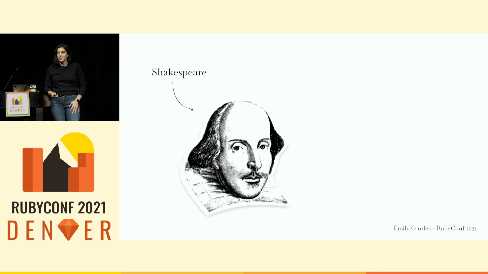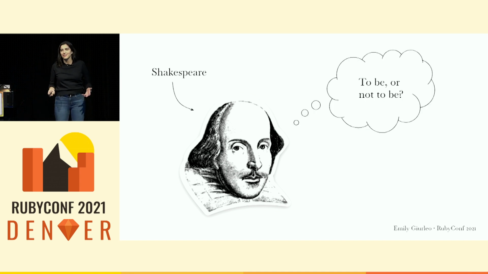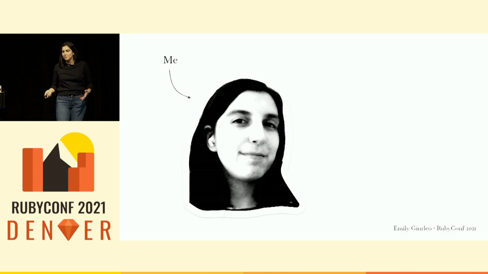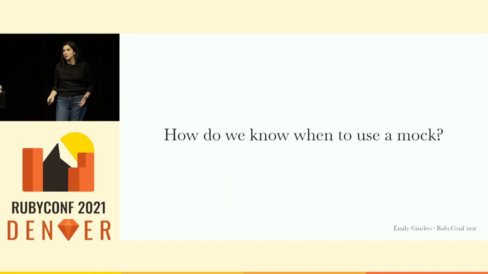So, around the year 1600, William Shakespeare wrote Hamlet's "to be or not to be" soliloquy, which would go on to become one of the most widely recognized texts in the English language. Now, while Shakespeare was contemplating questions of life or death, I've been thinking about a different question, which is to mock or not to mock. And more specifically, when we're writing tests for our code, how do we decide when to use a mock?